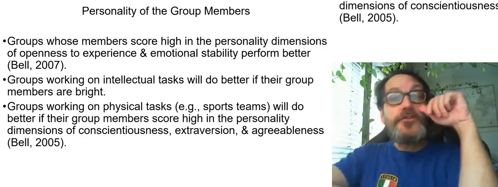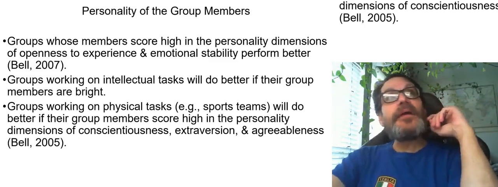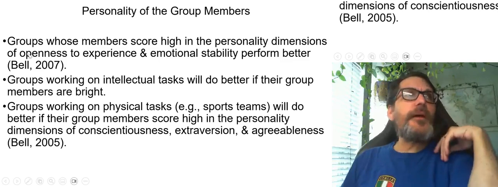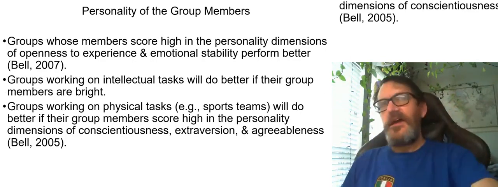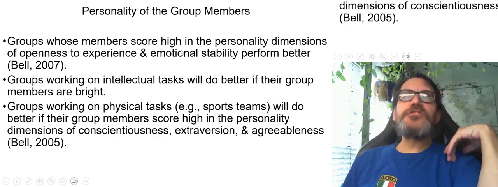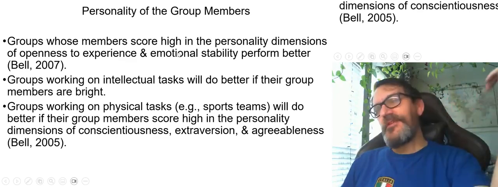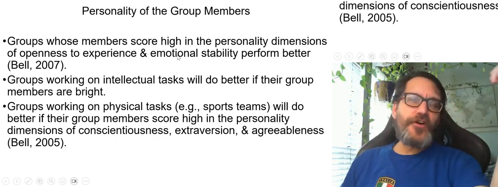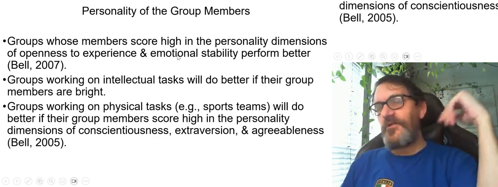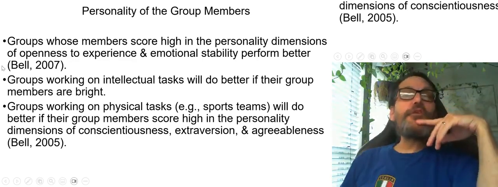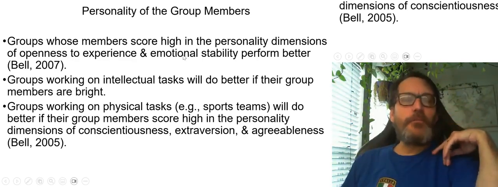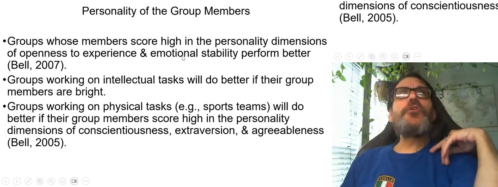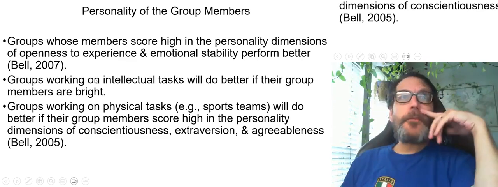Personality factors: groups are better if, for example, the group members are high in openness. Remember our five personality traits: OCEAN. Openness to experience, conscientiousness, extroversion, agreeableness, neuroticism. Okay, so if you have personality traits that are reflective of openness and emotional stability, you'll have a more effective group. Okay?